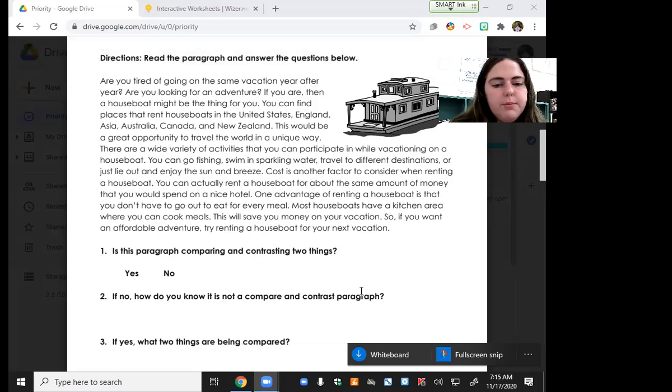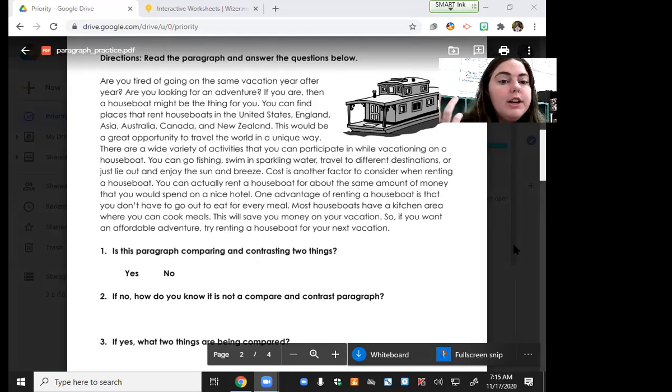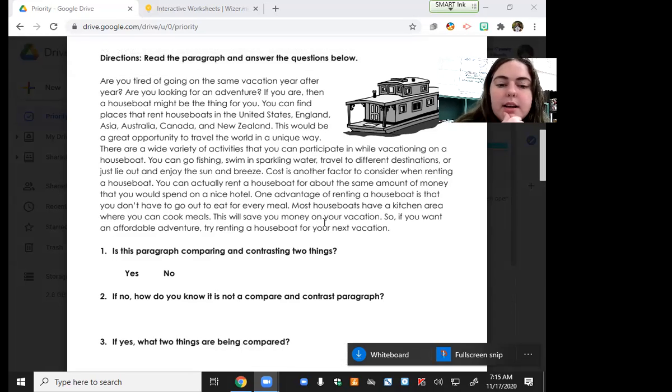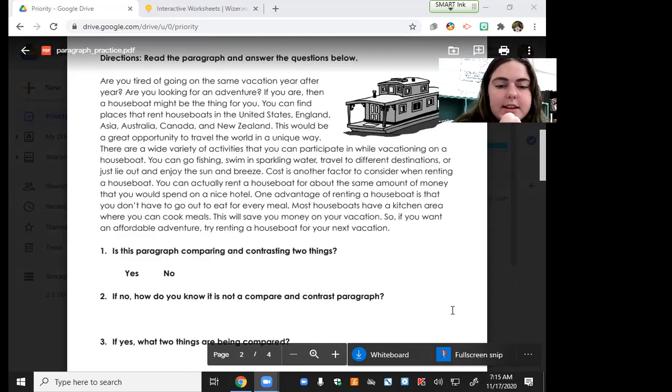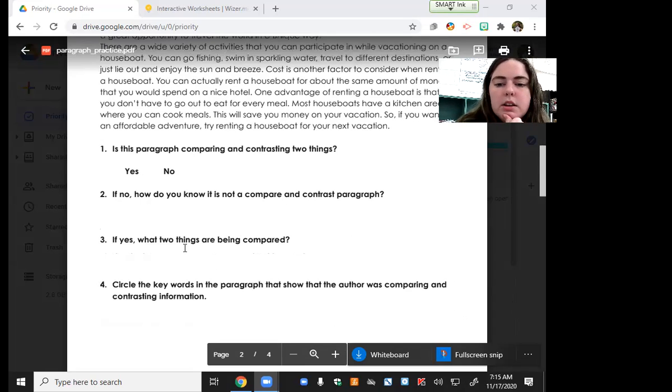If no, how do you know it is not a comparing, contrasting paragraph? Well, we know that it's not comparing, there's no other subject. We don't have another subject to talk about. We were just talking about houseboats. And then I didn't see any signal words that identified comparing, contrasting. I don't know if you guys did, but I don't think there's any in there. So it doesn't have our signal words. So you don't answer number 3 because we didn't say yes, we said no. And then there's no signal words, so we can't answer number 4 either.